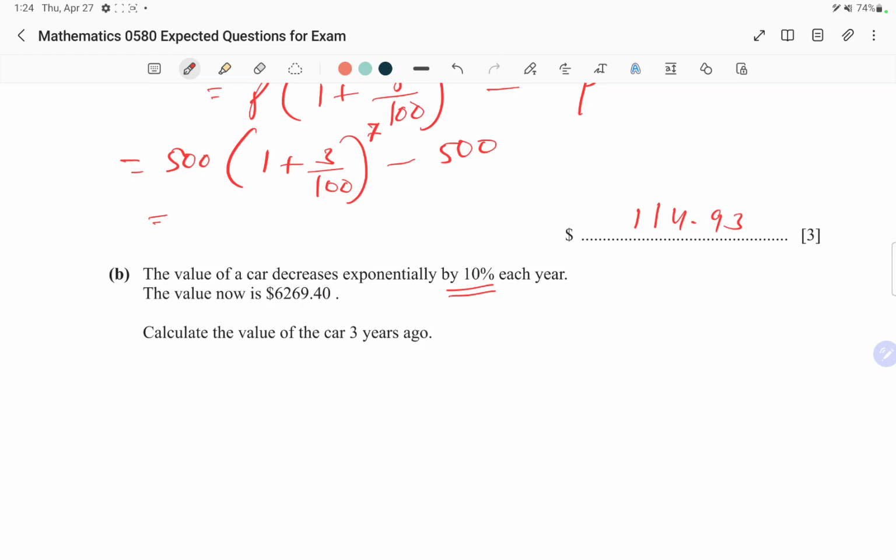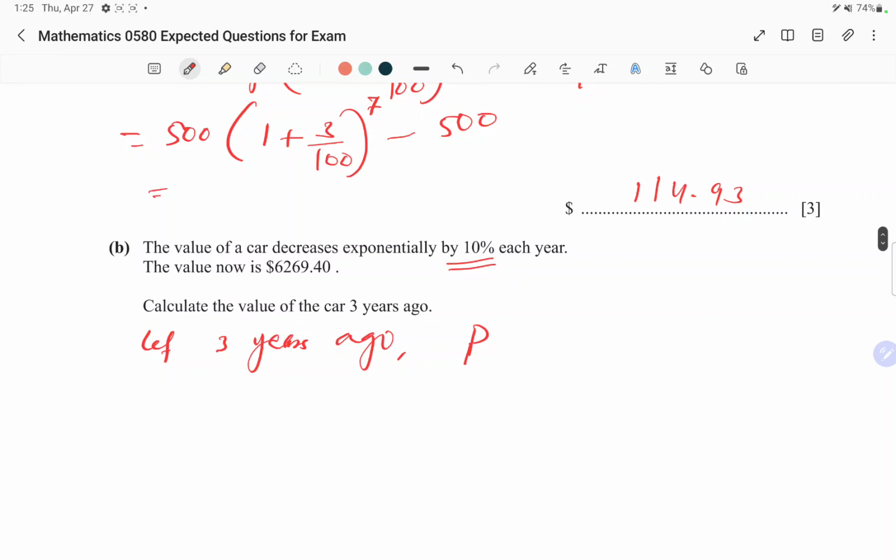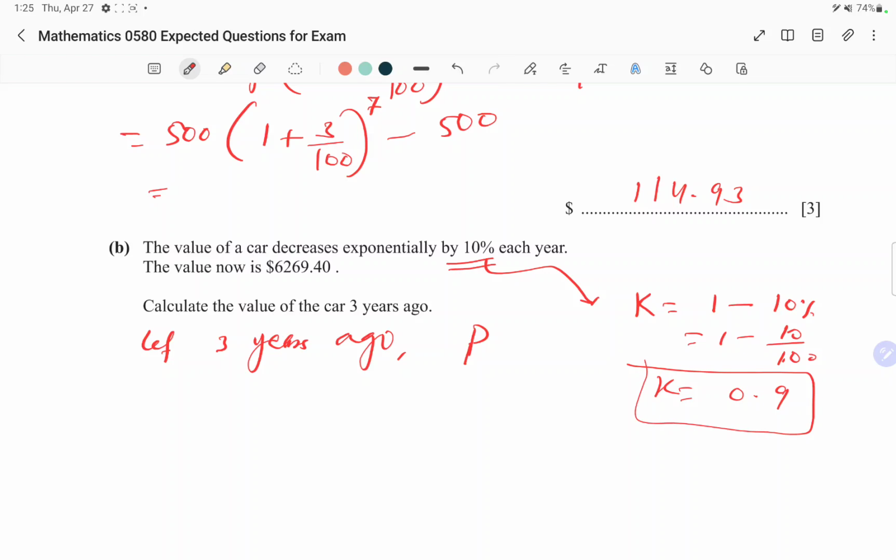Okay, so 3 years ago we need to find. So let 3 years ago the price was P. Now it decreases exponentially, right? So what is the multiplier factor? 1 minus 10%. It means 1 minus 10 over 100. It means 0.9. This is your multiplier factor.